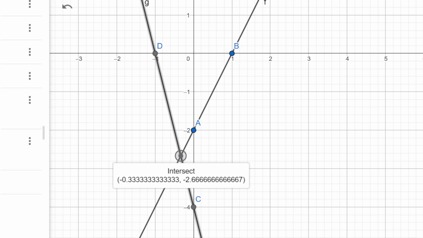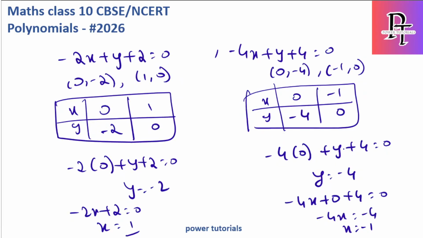I'm just showing my slide again because I made a mistake here. I want all of you to correct it. Minus 4x is equal to minus 4. The next value will be 1, not minus 1. So the second point was wrong, it is 1 comma 0. So I'm just changing it.